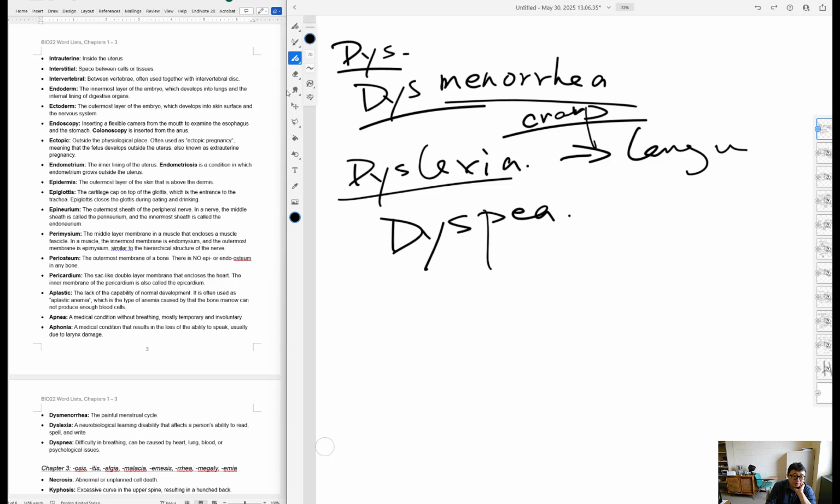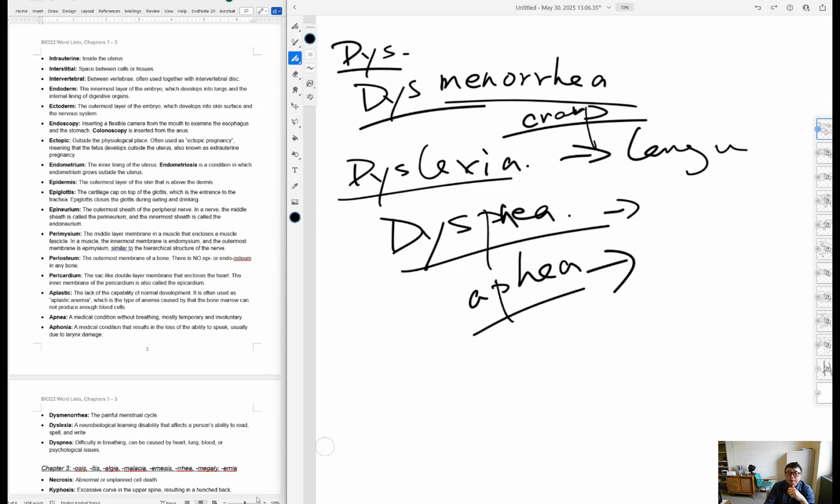And the last one is dyspnea, which is difficulty in breathing. Apnea is in most cases not very serious. It's only a temporary, involuntary stop of breathing, but dyspnea may reflect something wrong with the heart or the lungs. Okay, I think that's it for this chapter.